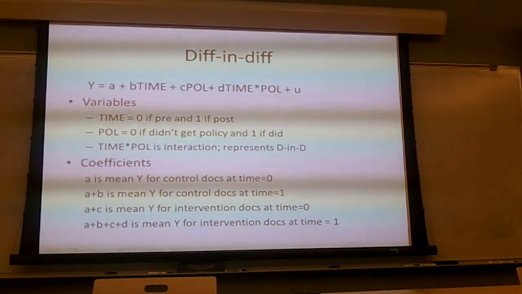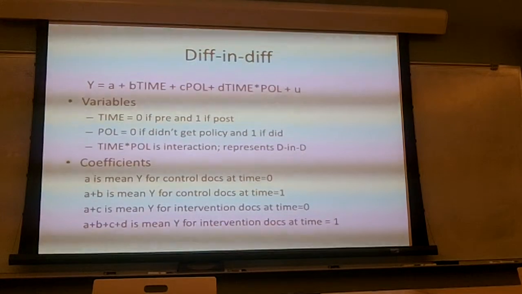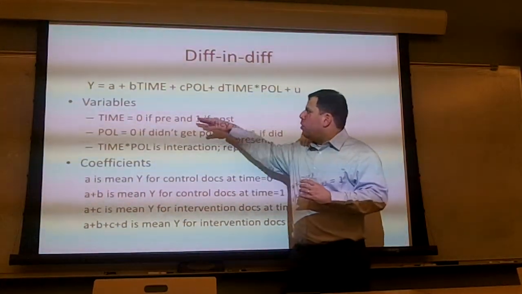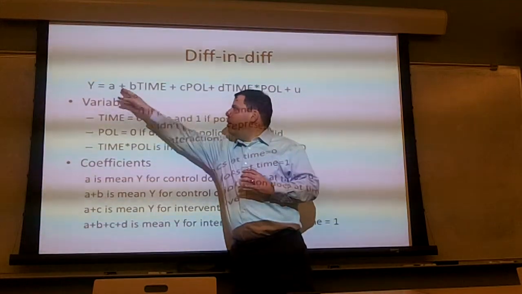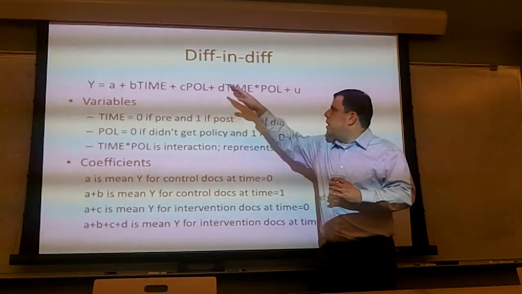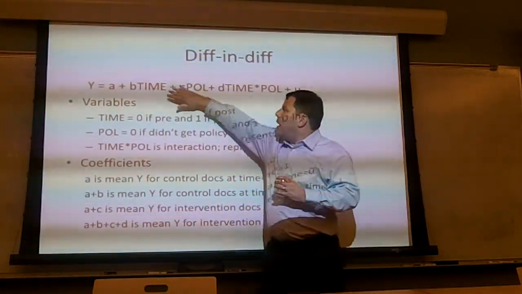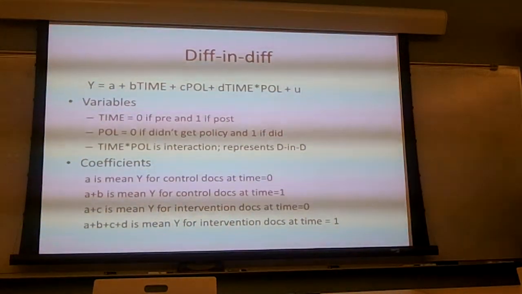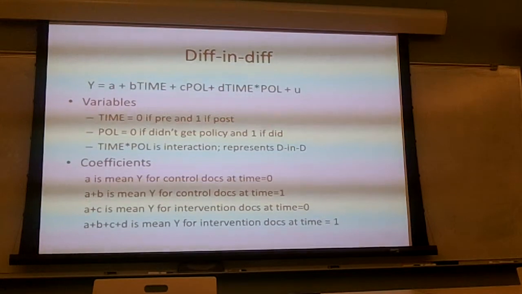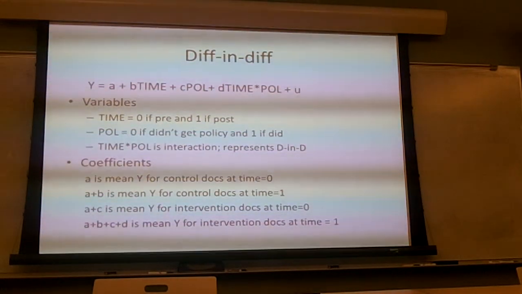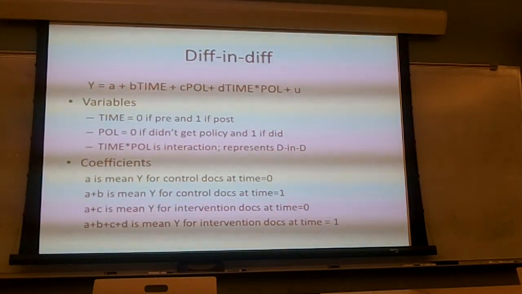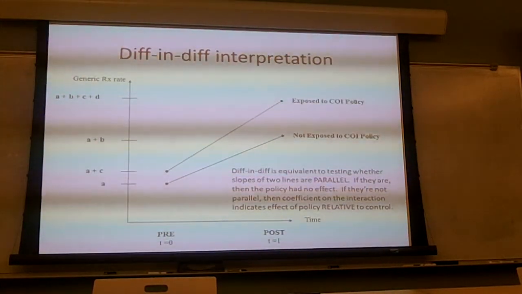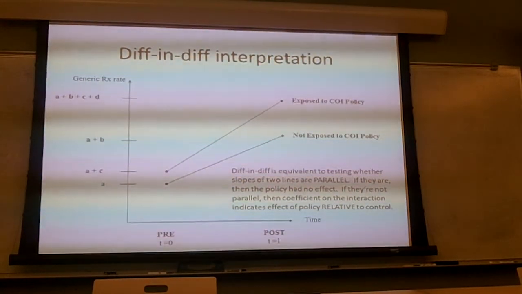We can add up what the expected value of y is given what group they're in. So for control docs in time 0, again, time is 0, policy is 0, time times policy is 0. They get the value A. And you can add up from there: A plus B, A plus C, A plus D plus B plus C, plus D is the treatment docs in the post period. How does this look?